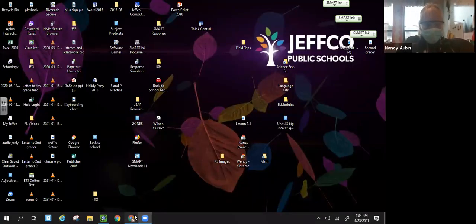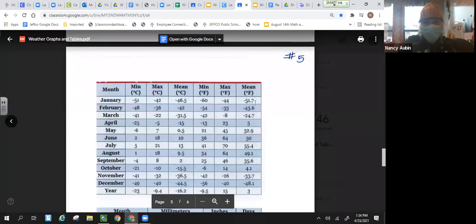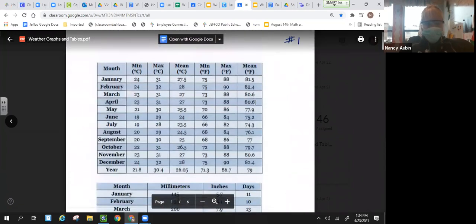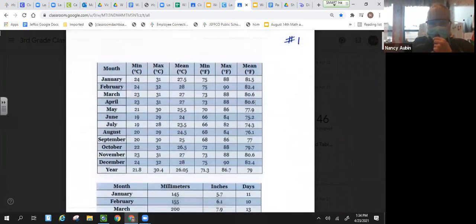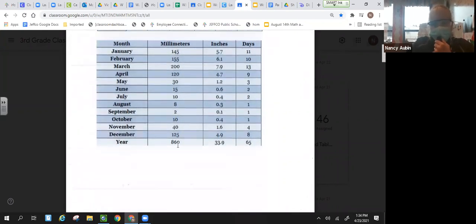All right, so we are going to look at each one. So let's look at number one. We noticed that the high temperatures they're pretty high, right? 80s and 90s. Never really got below 60s. Some rain or precipitation, about 33 inches. It rains 65 days out of the year, not a ton.